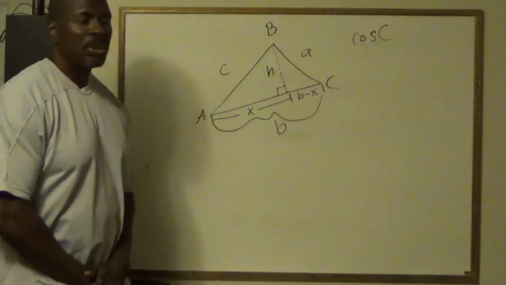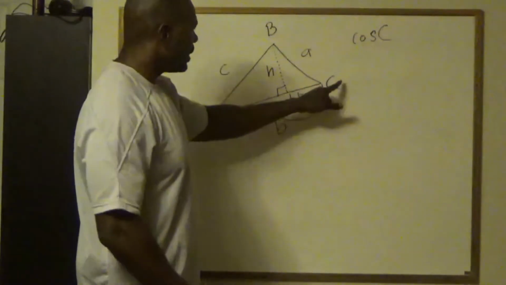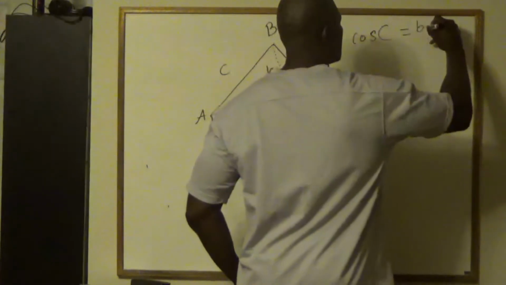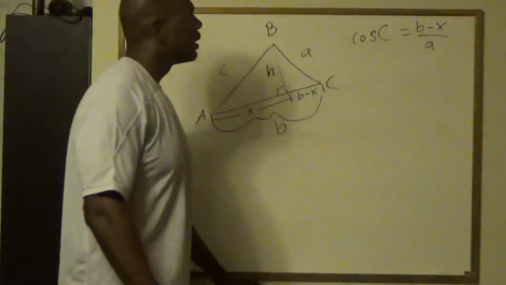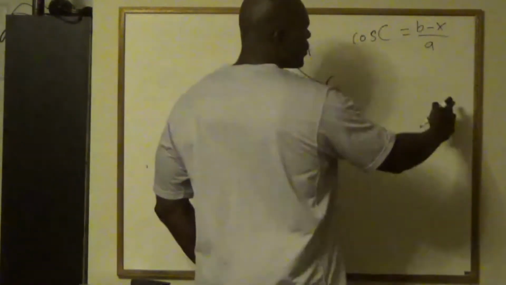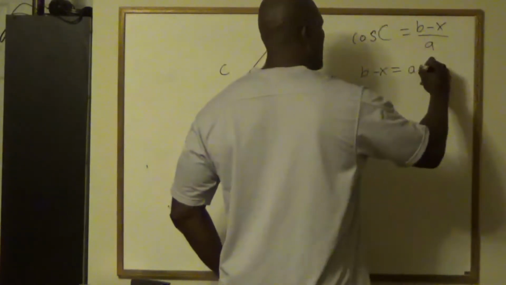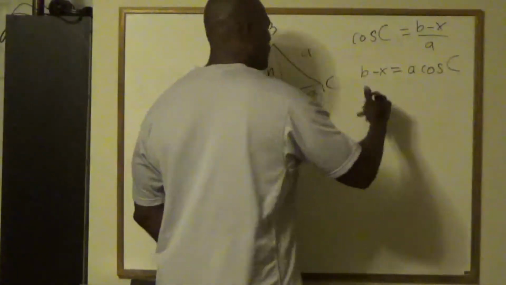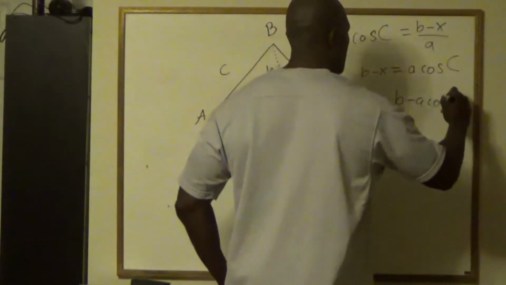Now I'm doing a cosine of angle C, and cosine is adjacent over hypotenuse. So for angle C, the adjacent side is b minus x, and the hypotenuse is a. I'm going to take this and algebraically solve for x. I'll multiply both sides by a, and I'll get b minus x equals a cosine C. Then if I move the x over here and move a cosine C over here, I'll get x equals b minus a cosine C.